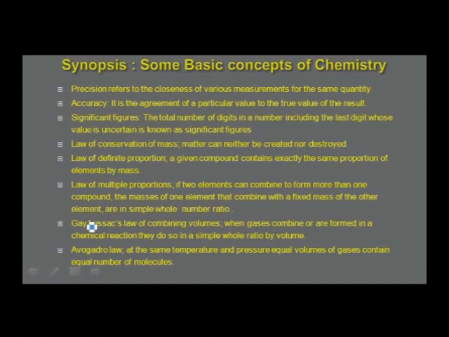Law of multiple proportions, the statement goes like this: if two elements can combine to form more than one compound, the masses of one element that combine with a fixed mass of the other element are in simple whole number ratio.